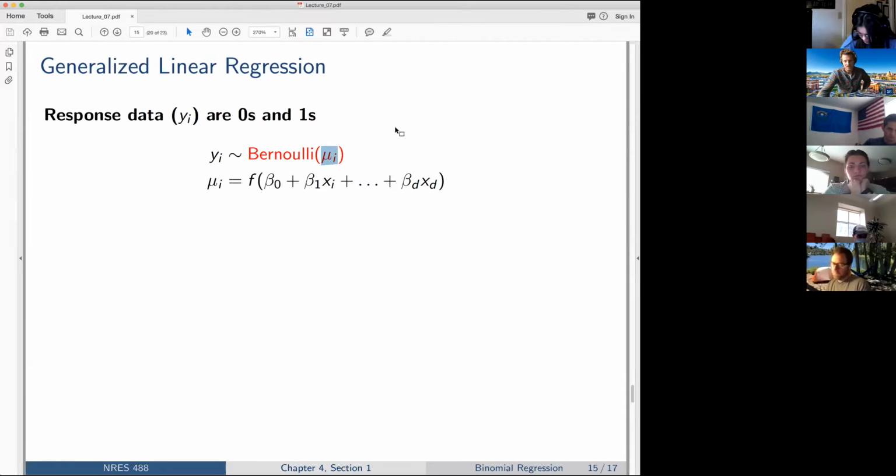And we're going to relate mu_i to our covariates. In the case of our banding data, for example, X would be the length of each individual bird. This X could be if it was a male or female. And we could have as many of these in here as we want, as we have data for on individual animals.